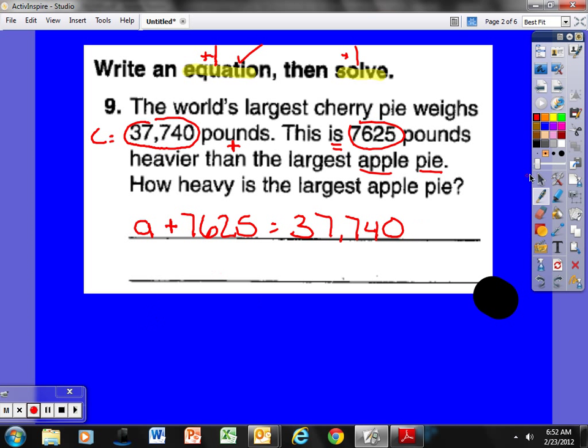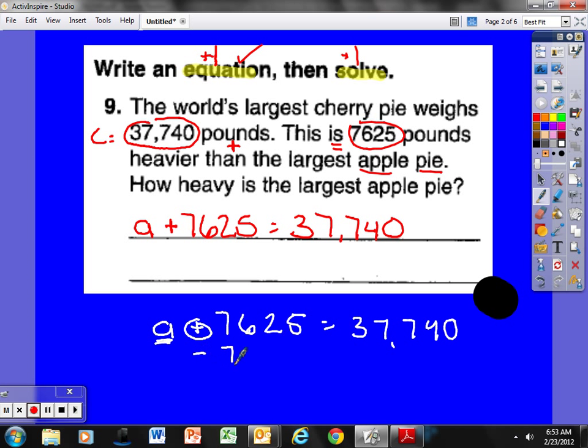So I have A plus 7,625 is equal to 37,740. Okay, I want to isolate that A. I want to figure out what A is equal to. So I don't need this 7,625 over here because I need to get rid of it so A is all by itself. Remember, this is like a balance beam or a teeter-totter, a scale. Whatever I do to one side, I must do to the other, keep it balanced. So to get rid of this adding of 7,625, I do the inverse, so I subtract it.